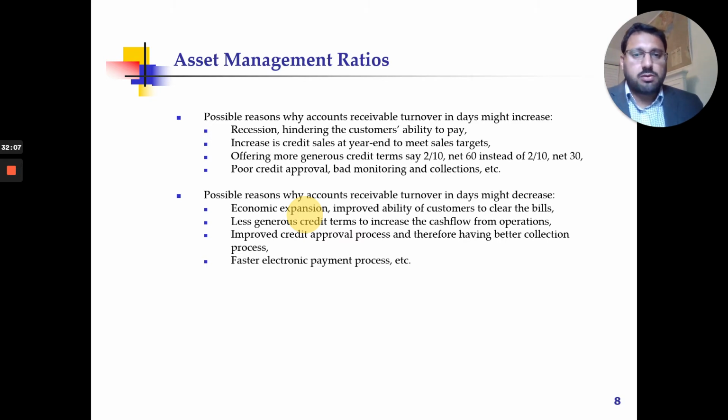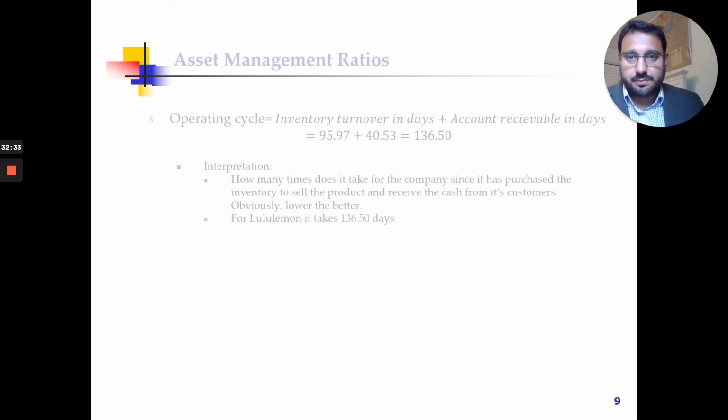We need account receivable turnover, how many times the company is receiving its account receivables, to be high, so that the company should receive more times. But the account receivable turnover in days, like the pending current level of receivable in terms of days, should be limited. So they should collect the current level of receivable in a shorter period of time.